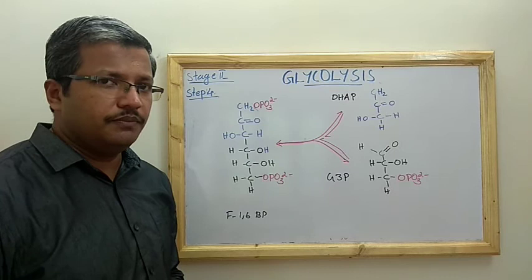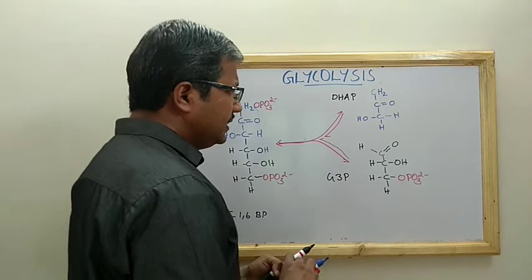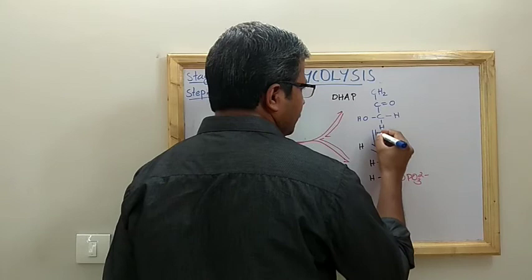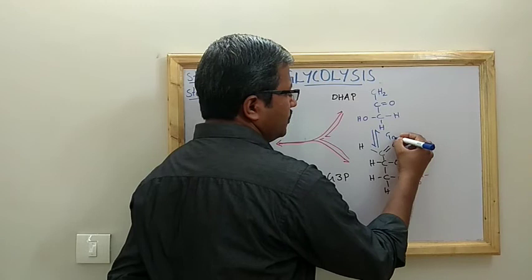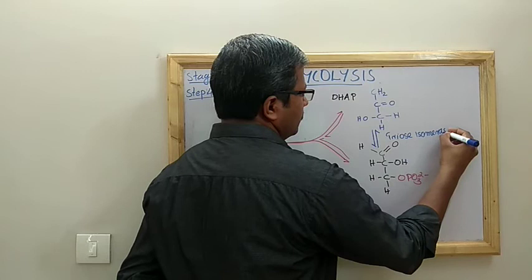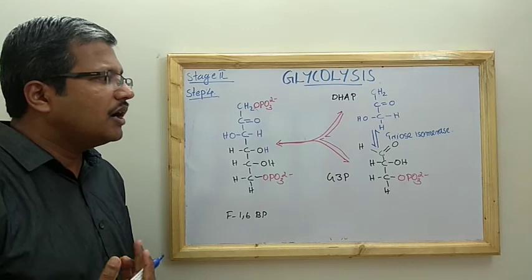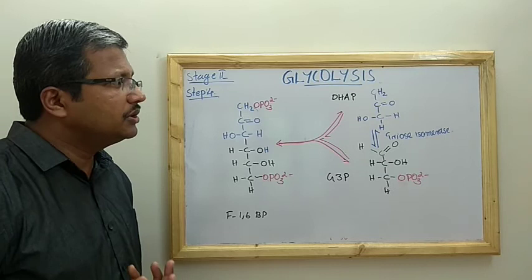Okay. So this step will be happening like this. This interconversion will be happening, and this will be catalyzed by the enzyme triose isomerase. Triose isomerase. Now the question is, how will that interconversion happen? How will this particular thing happen? That is the question.